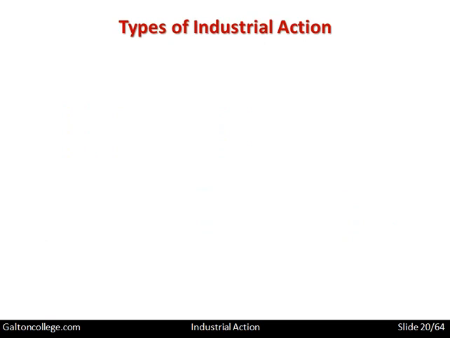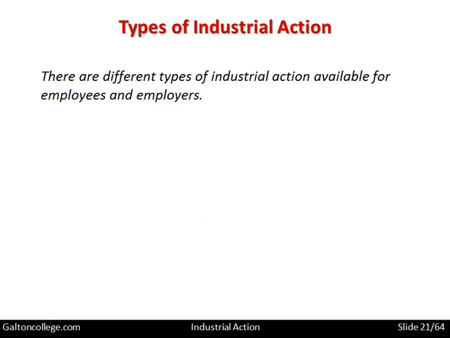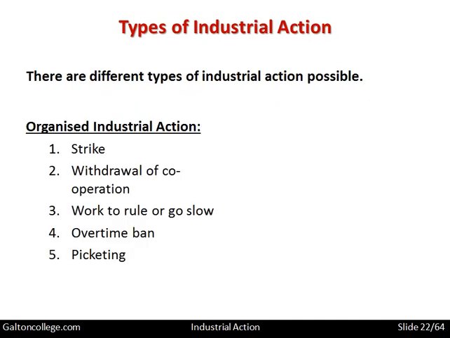Now, the types of industrial action. Well, there are different types of industrial action available to employees and employers. Employers may take action against the trade unions as well, but we're going to focus entirely on the employees. So in fact, we're going to look at different types of industrial action that are possible, mostly from the perspective of the workers. So you'll see the title has just changed to industrial actions that are possible.